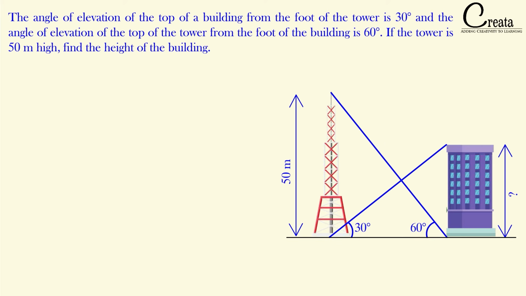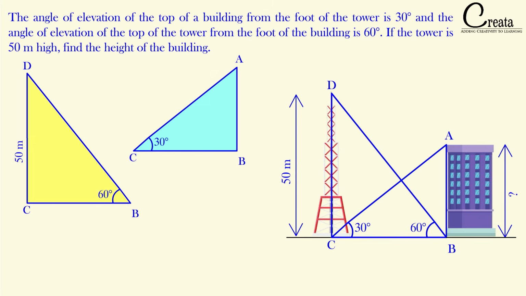So let's proceed. Let's mark the point as A, B, C and D. AB is the building and CD is the tower. Here, are you able to observe the two right angle triangles in the given figure, the triangle ABC and the triangle BCD? These two triangles are right angle triangles and both are sharing the common side BC, that is the base of both the triangles.